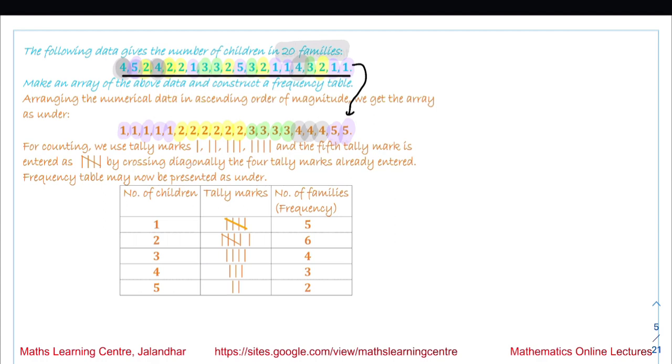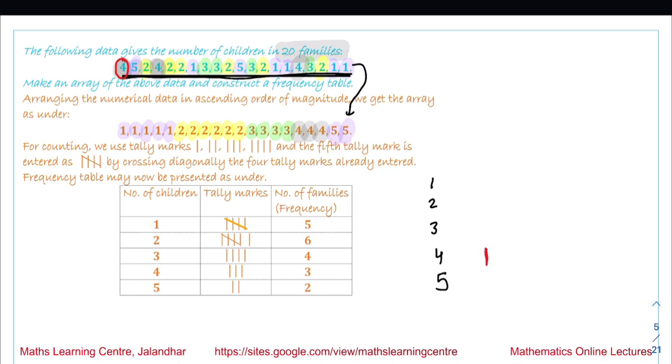But counting in this way is a bit difficult. So in place of this, first of all we look at these numbers and see what numbers are there. They are 1, 2, 3, 4 and 5. These are the numbers we have. Now the next step is this: the first number is 4, so in front of 4 we mark a line like this.